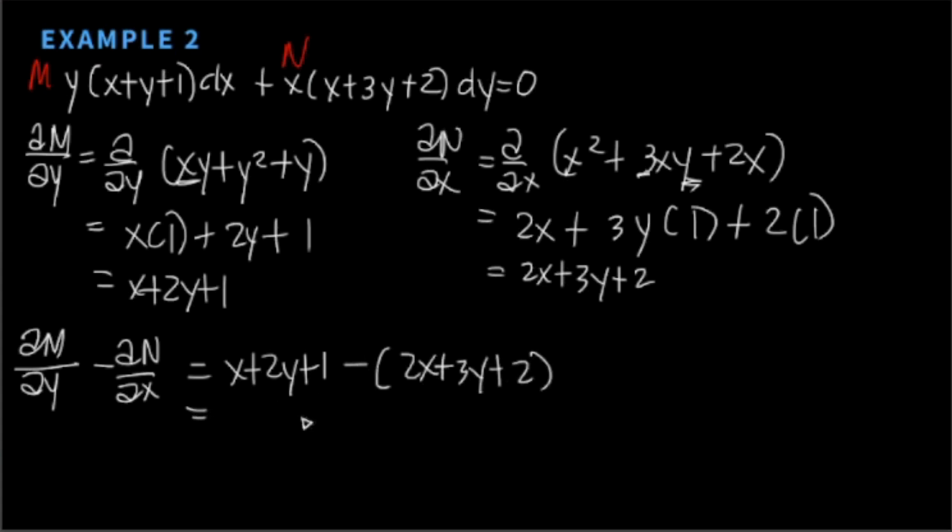So, distribute natin yung minus sign. Magiging x plus 2y plus 1. Distribute natin to dito. So, lahat ng sila magiging negative. Negative 2x minus 3y minus 2.